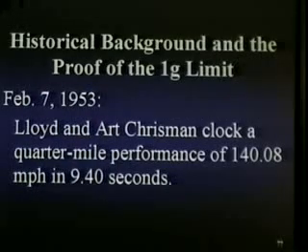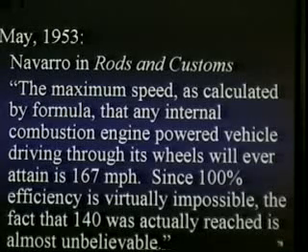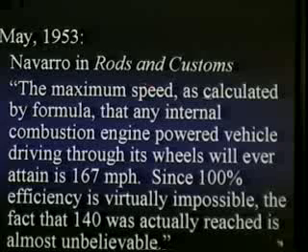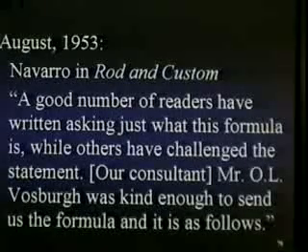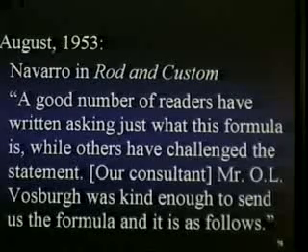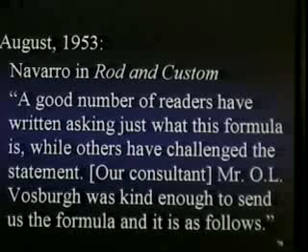Okay, so look, here's the historical background on the proof of 1G. In 1953, Art Christman ran 140 miles an hour, and this article appeared in the magazine at the time. It says the maximum speed as calculated by formula that any internal combustion engine-powered vehicle driving through its wheels will ever attain is 167 miles an hour. It says 100% efficiency is virtually impossible. The fact that 140 was actually reached is almost unbelievable. So they wrote that in the magazine. Next issue: a good number of readers have questioned what I said. So we've gone to our consultant, Mr. O.L. Vosberg, who was kind enough to send us the formula, and it is as follows.